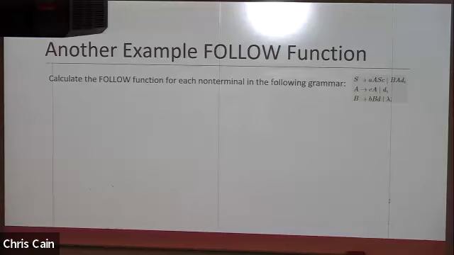A good question to ask is, which one of these is easiest to answer? Is follow of S, follow of A, or follow of B easiest? I think follow of S. Be right. That's a good way for me to determine how intuitive this is to people. So follow of S is going to contain two elements. What are they? C and the dollar sign? C and dollar, and that is it.